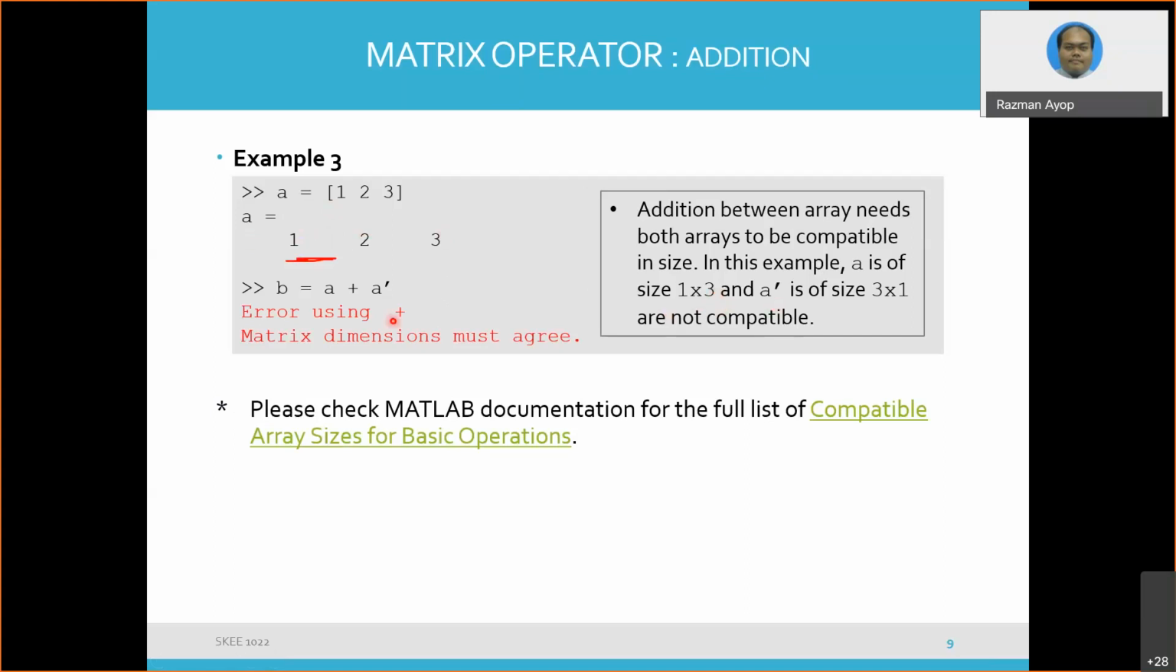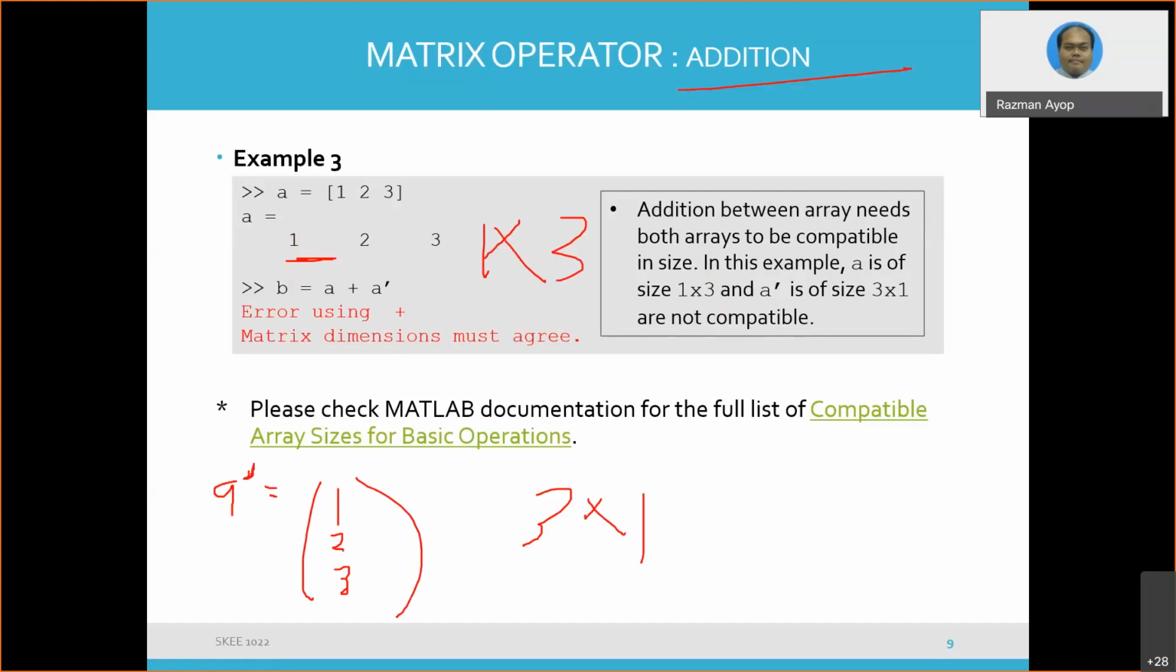When you do this, it is called transpose. When you transpose this, you get 1, 2, 3 as a column. So the transpose value will be A transpose, which is 3 multiplied by 1, while the original is 1 multiplied by 3. It's not compatible. When you want to do addition or subtraction, make sure that the matrix size is the same.